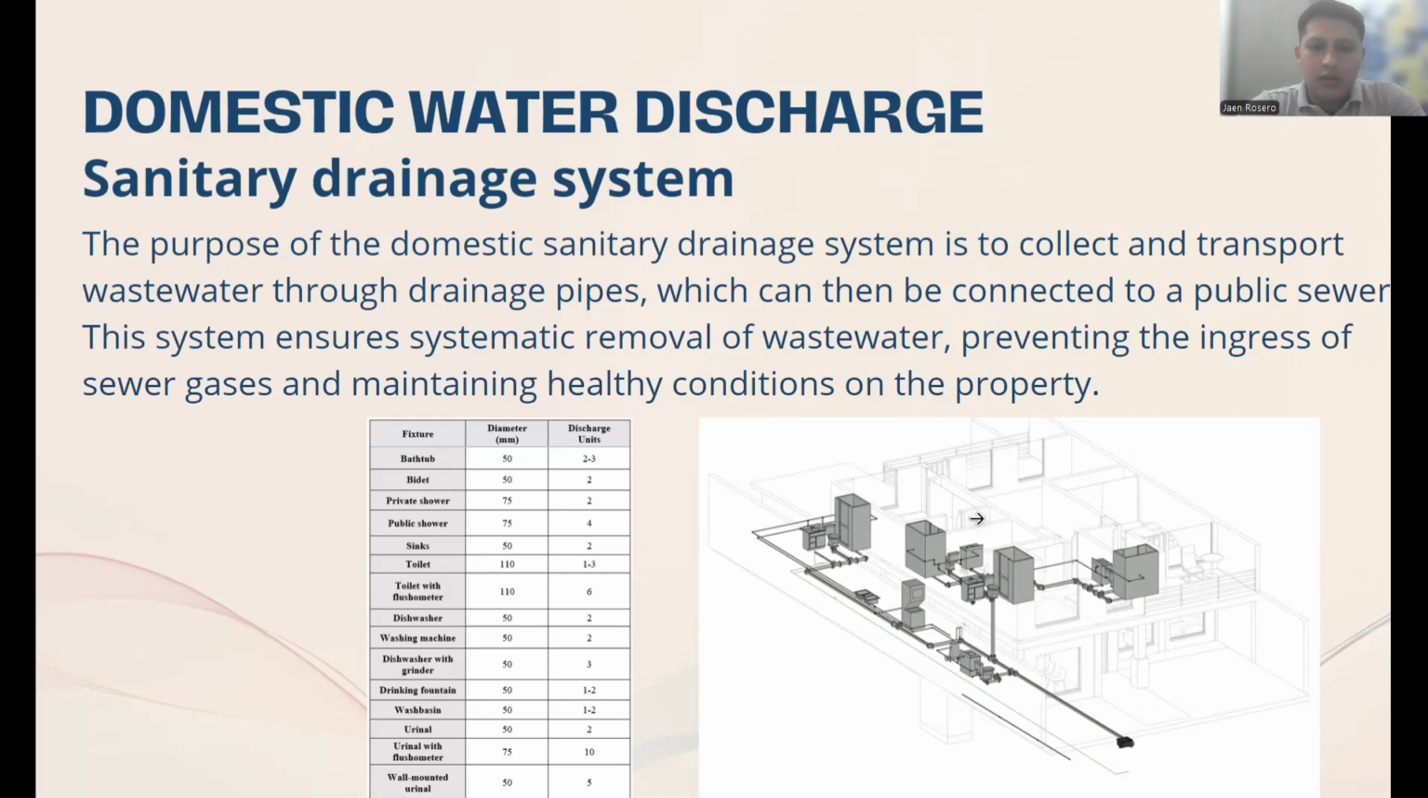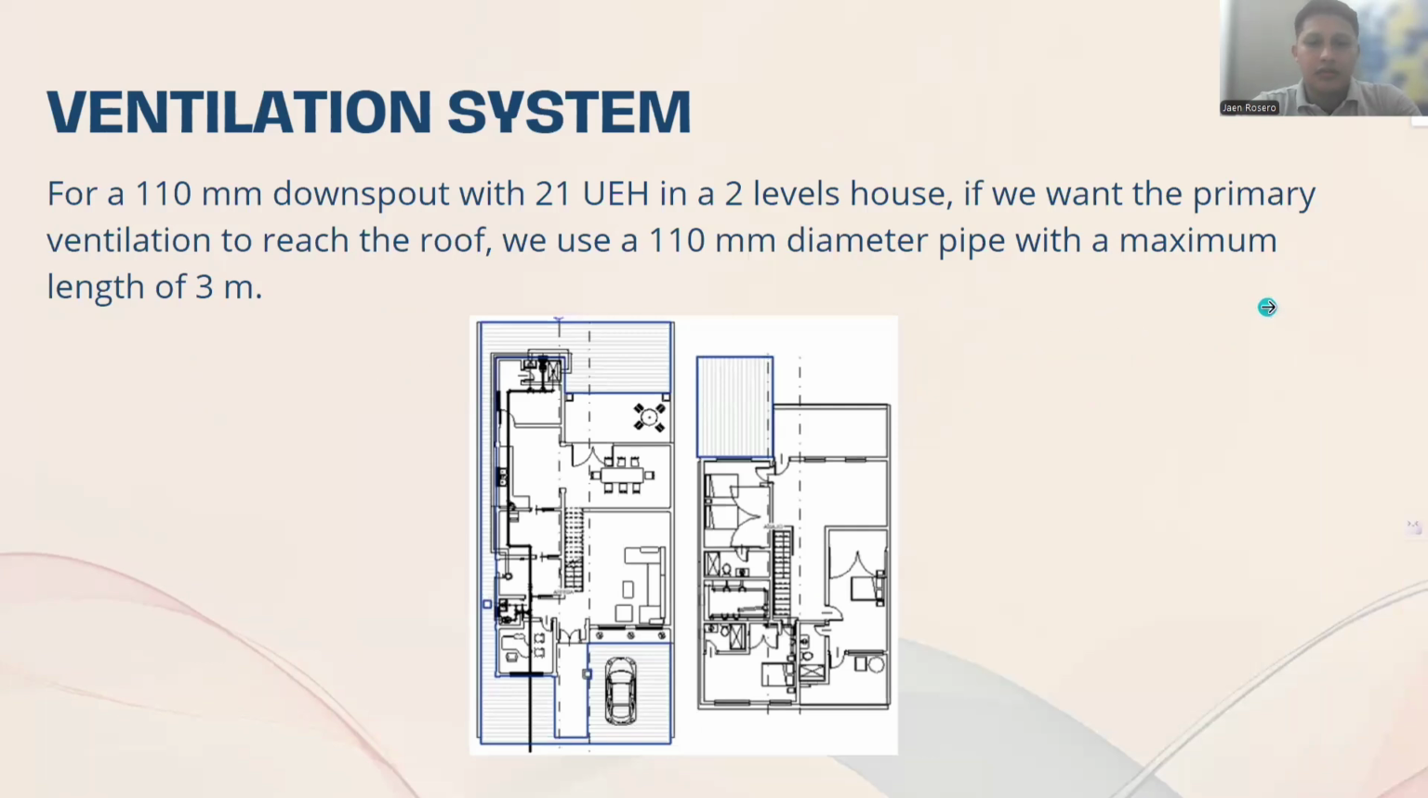Okay, in the table, the diameter of the downspout, the down pipes, is described with the different diameters in your dimensions. Okay. The next slide is the ventilation system. The ventilation system considered is 110 mm, in the level house. You will want the primary ventilation to reach the roof of the house with the 110 diameter pipe, with a maximum length of 3 meters.